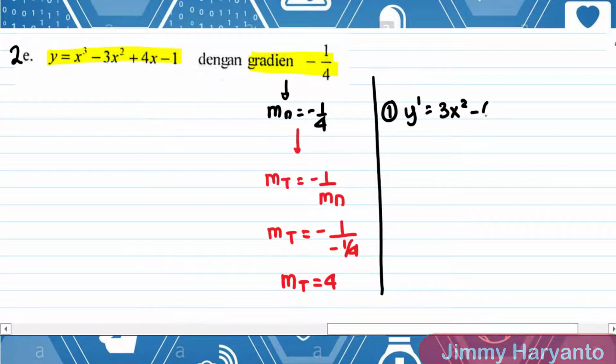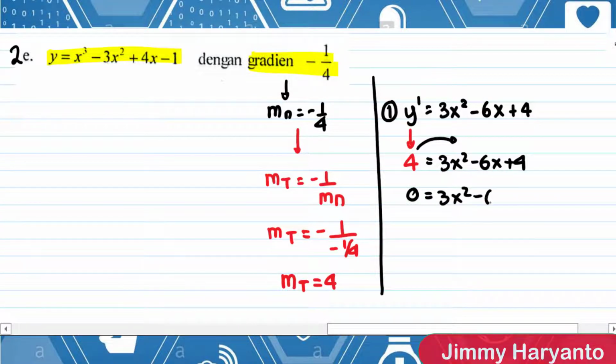3x squared will become 6x, and then plus 4x will become 4, negative 1 becomes 0. And then after that, we can replace the y-axis with the gradient of tangent, which is 4, equals to 3x squared minus 6x plus 4. And then after that, we can move the 4 to the right side. You will have 3x squared minus 6x.